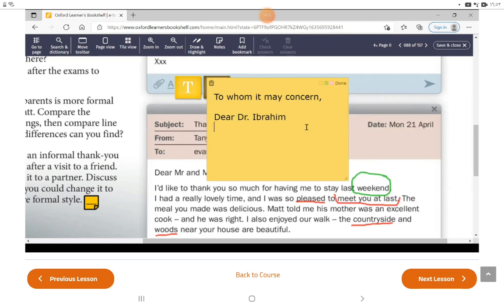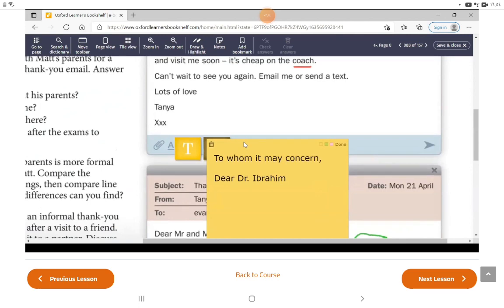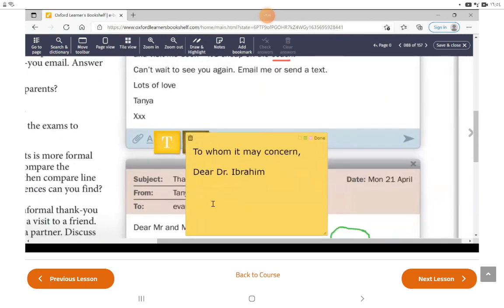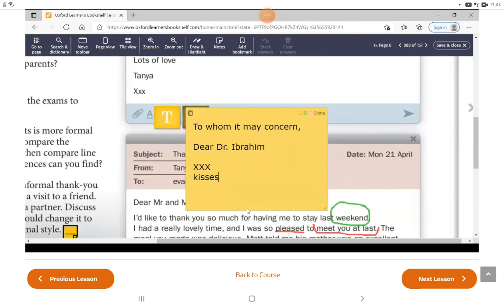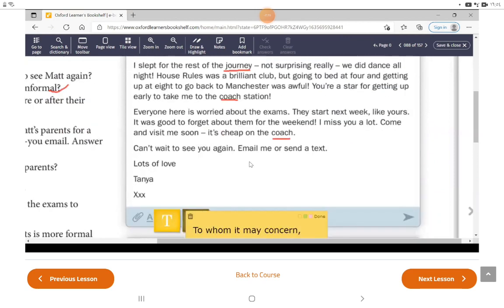Miss, in that email the subject is last weekend, and in the last line there is a 3x. What does it mean? This one is actually very, very informal. These X's are actually kisses. Okay. So this is considered as kisses. Miss Nadia? Yes, it's informal, not formal.